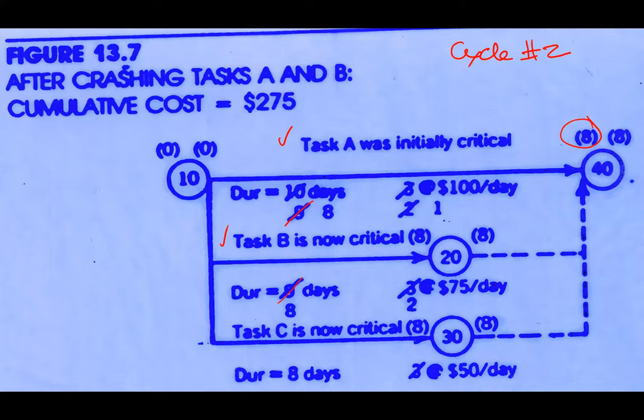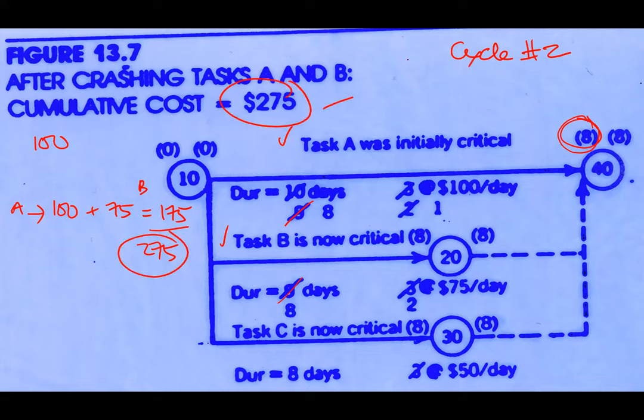So based on the calculation, you get 8 days. But remember, how about the cost? So now the additional cost, 100 from A, and then plus 75 from B. Now it becomes 175. And remember, from the first activity, we get 100. So if we add all up, it becomes 275. So it becomes cumulative. This is what we call cumulative cost.